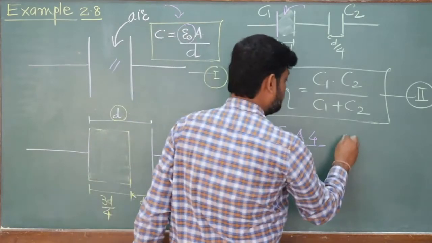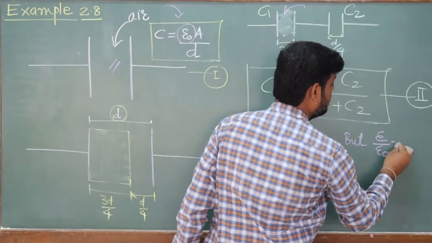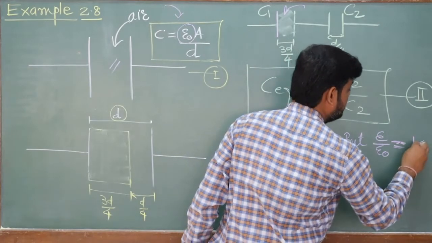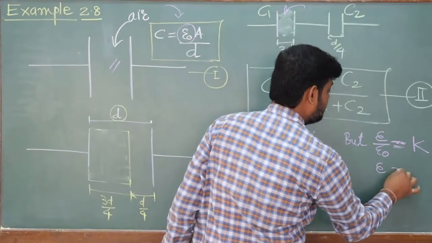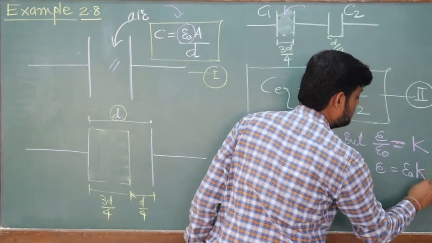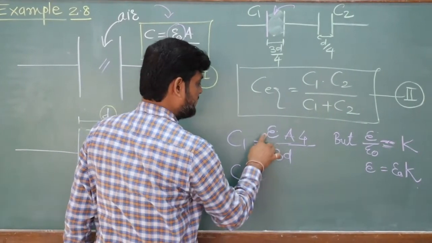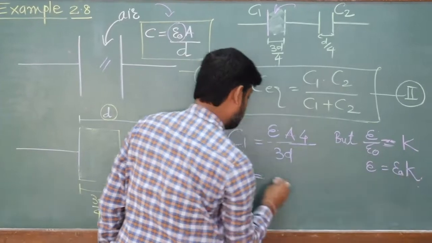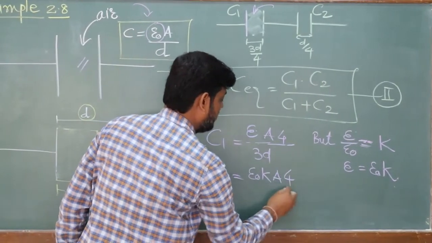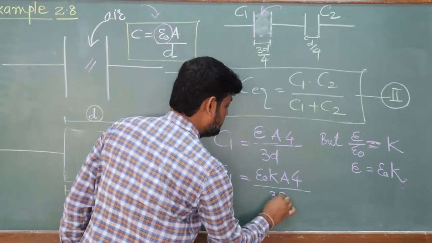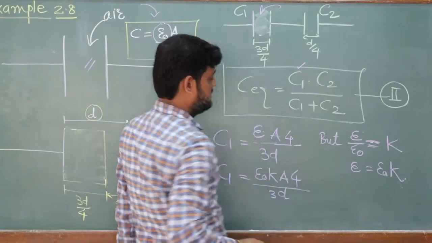But we know that epsilon divided by epsilon 0 equals capital K, the dielectric constant. So instead of epsilon, we can write epsilon 0 into K. By putting the value here, C1 equals epsilon 0 into K into A, times 4, divided by 3D. So this is the capacitance of the first capacitor.